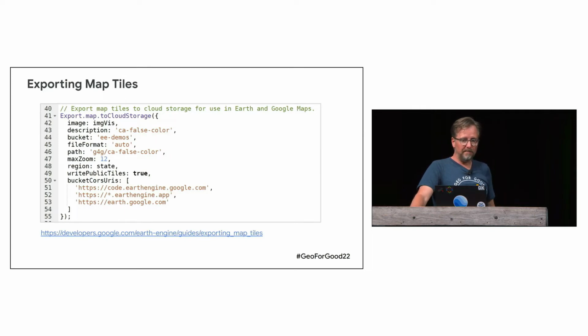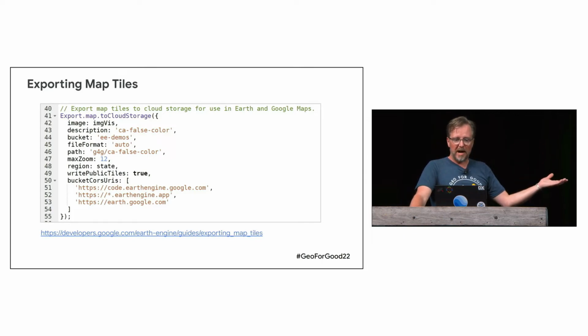You need to tell it what file format. Most of the time, just use auto. You can also specify PNG format, which allows for transparency, or JPEG format, which is more efficient. You'll get smaller files, but it doesn't support transparency. Auto will automatically pick: if that tile has any transparency in it, it'll use PNG. If not, it'll use JPEG for the efficiency.